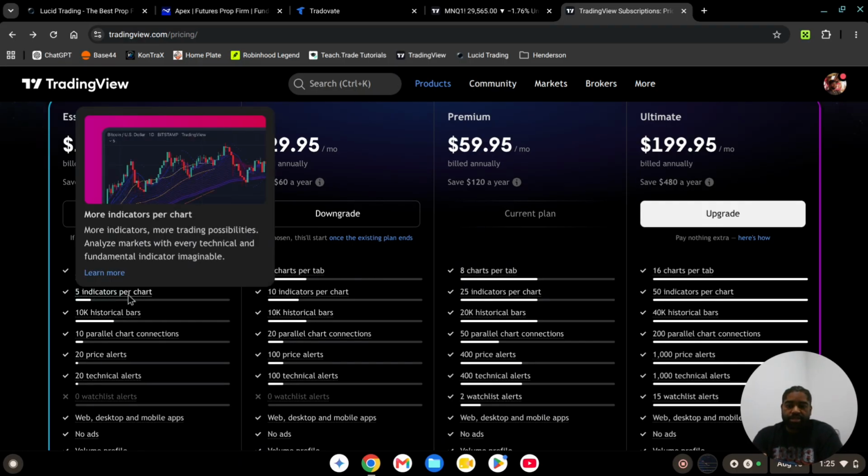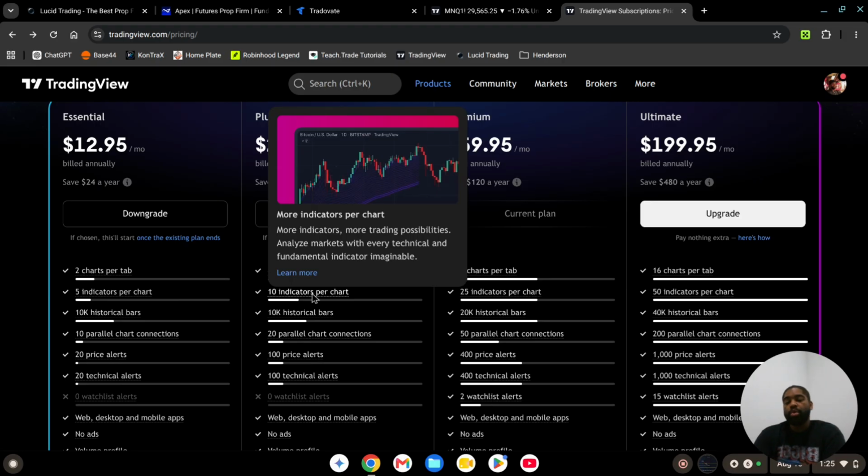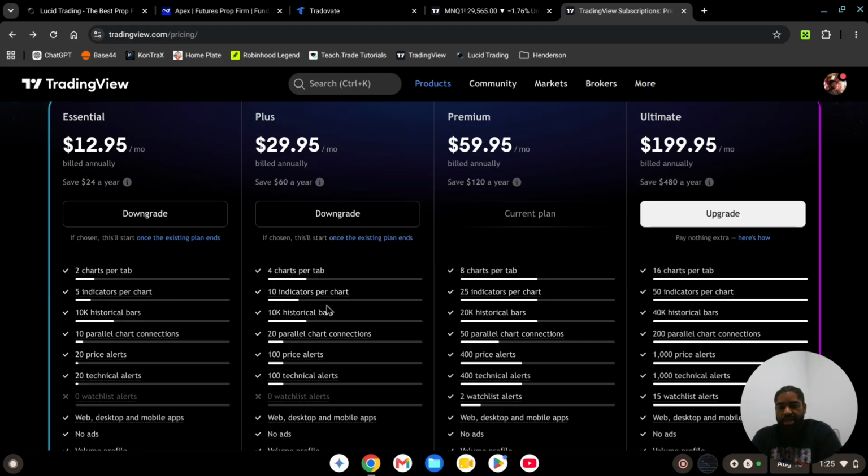The indicators. If you're going to need more indicators, keep that in mind. Me personally, I only use about 4 indicators total. I have some other ones that I turn off and turn on as needed, but I really only use about 4. Historical bars. How far back will it show you on the chart? That's another thing to pay attention to.